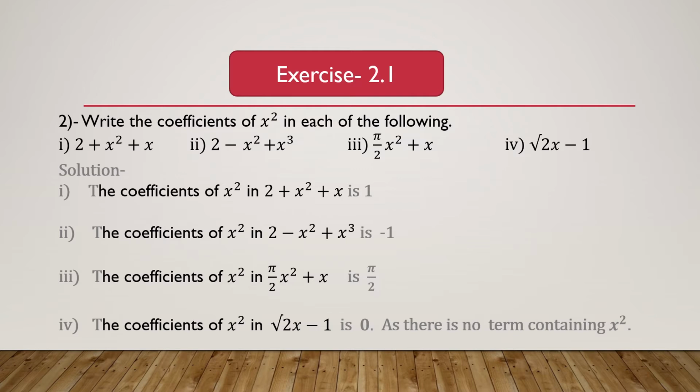And the second one is 2 minus x square plus x cube. Here for the coefficient of x square, the second term is minus x square. So minus x square is minus 1 multiplied with x square, and the number associated with x square is minus 1. So the coefficient of x square in the polynomial 2 minus x square plus x cube is minus 1.